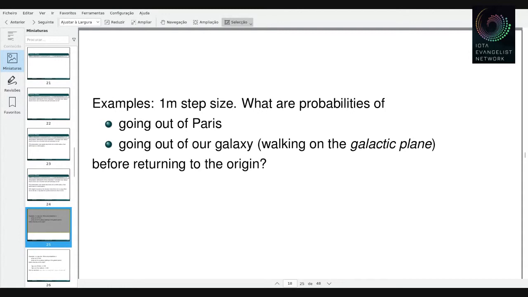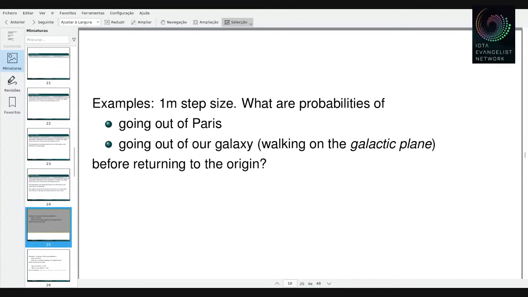You may think that since it is mathematically proven that the 2-dimensional simple random walk is recurrent, then you should return, and Paris is big and the galaxy is much, much larger. Then you might think that you should return to your starting location before going out of these places with probability very, very close to 1. So the probability of going out should be very, very close to 0.